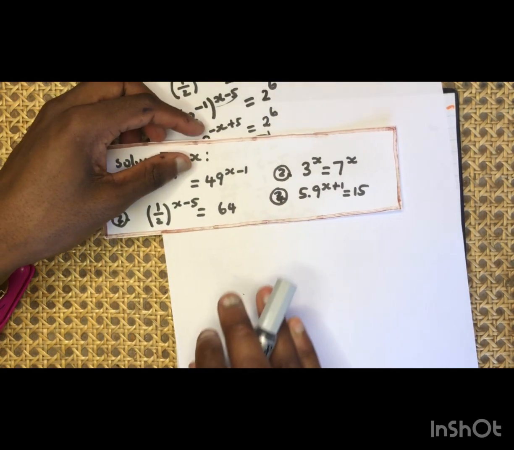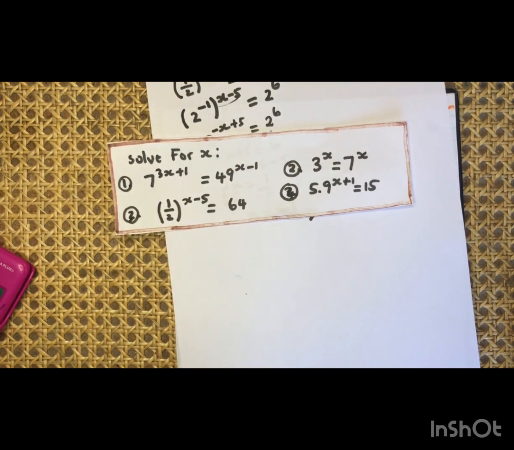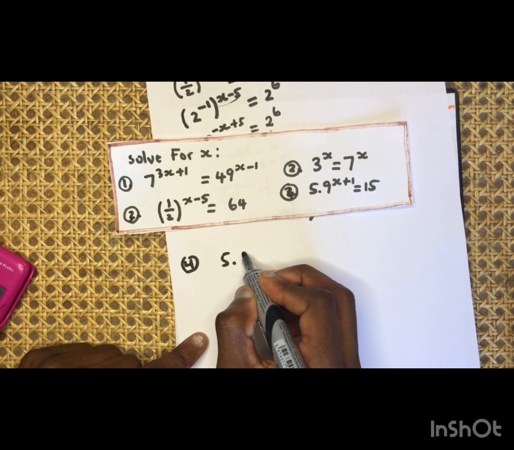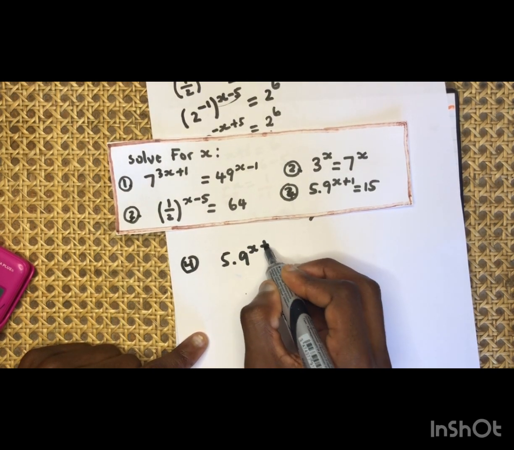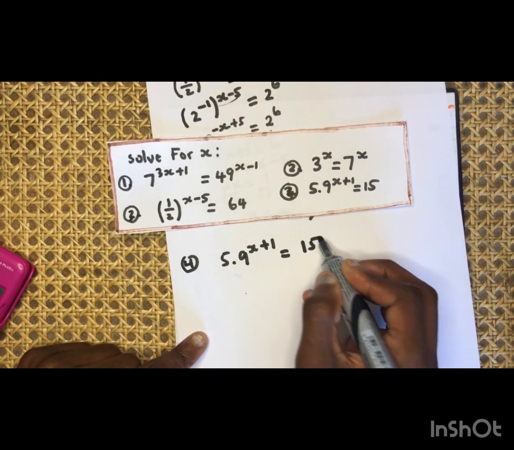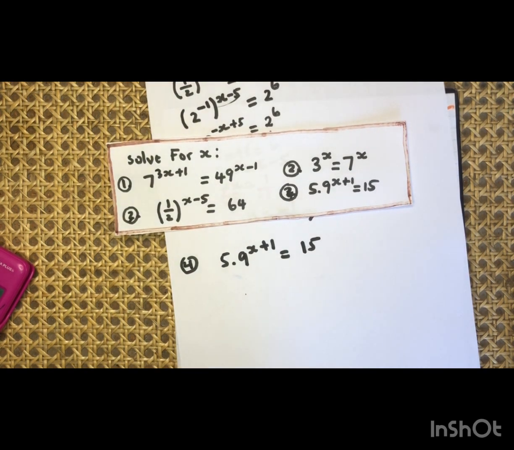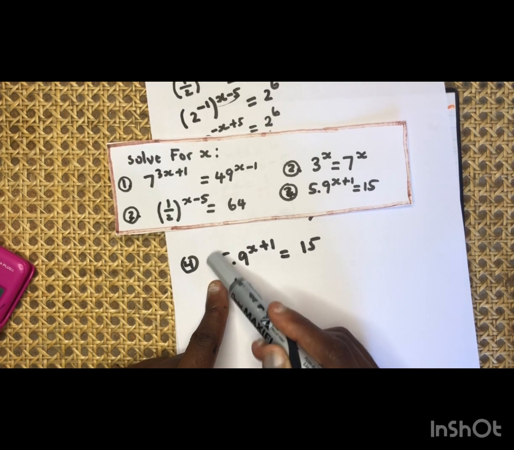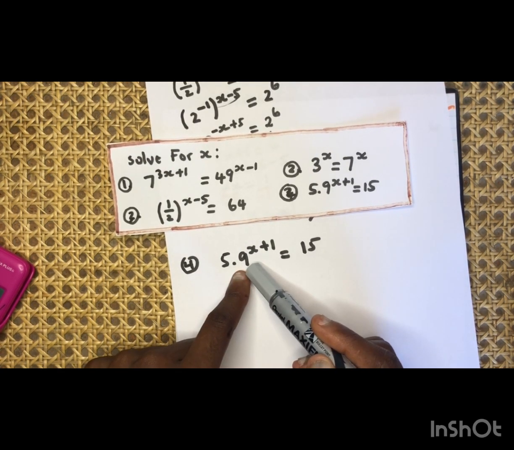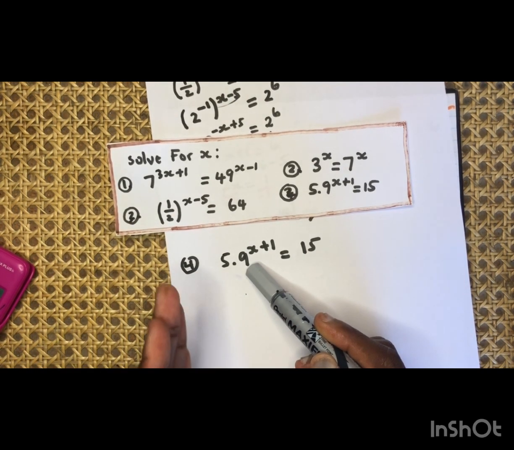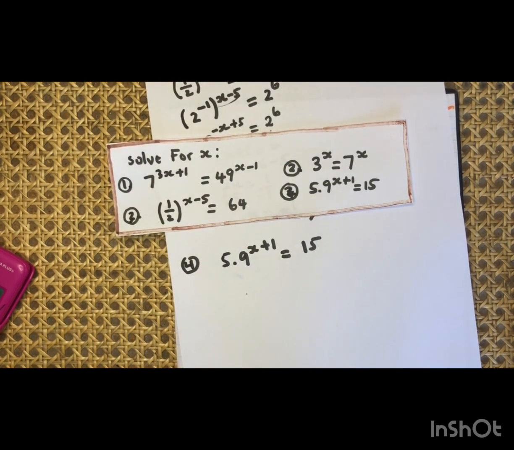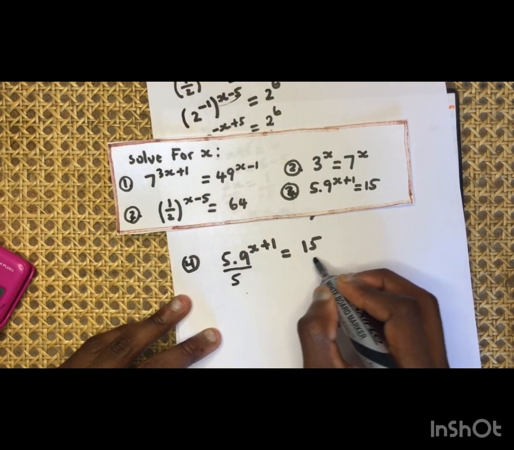So let's do number 4 here and see what we have. Number 4, guys, we have 5 times 3^(2x+1)... actually 5 to the power 9x plus 1 equals 15. The first thing you need to do: 5 is already a prime number, but 9 is not a prime number, so I have to change 9 and make it a single exponent. But we have to get rid of this 5 because we cannot perform the laws of exponents with 9 and the 5. So I will divide both sides by 5 first.